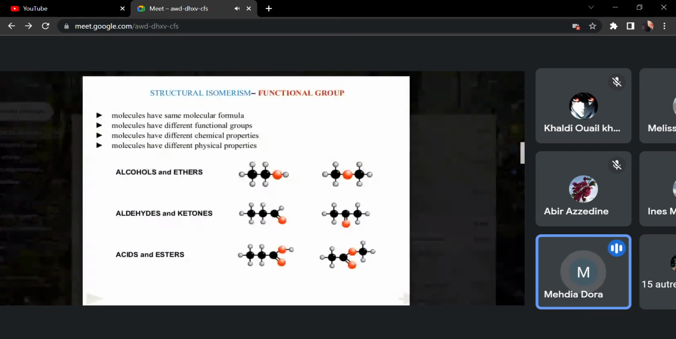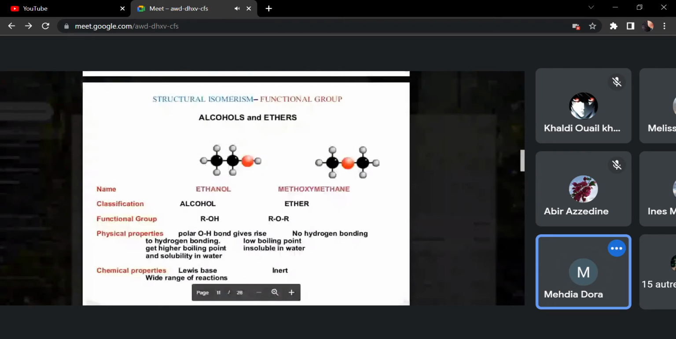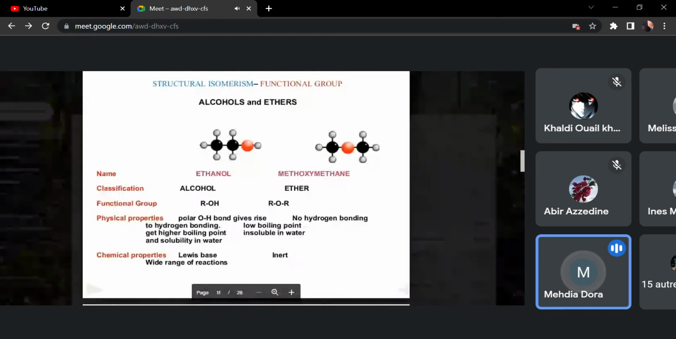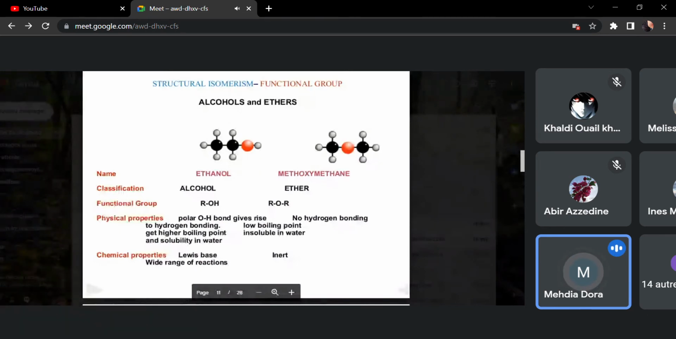The other example, please, for another example. Yes, we do have. So, like we said, for example, for alcohols and ethers, we do have here their properties. The first one is methanol, it means it's an alcohol, and the other one is methoxymethane, it's an ether. So we could see the difference in their properties, chemical and physical.